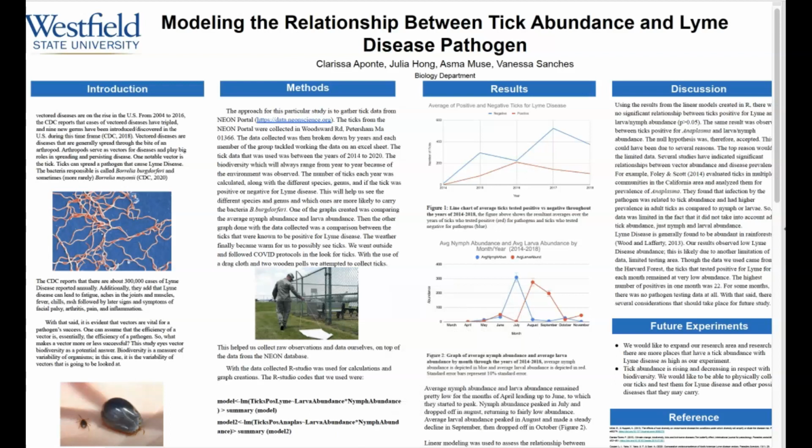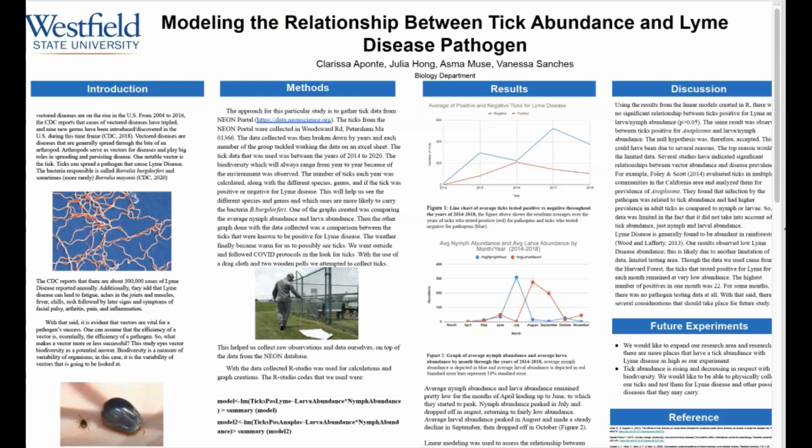Our topic is modeling the relationships between tick abundance and the Lyme disease pathogen. Vector diseases are diseases that are spread through the bite of an arthropod. Arthropods act as vectors for disease and play big roles in spreading diseases. Ticks are often known as vectors. Ticks can spread a pathogen that causes Lyme disease. Vectors are vital for a pathogen's success.